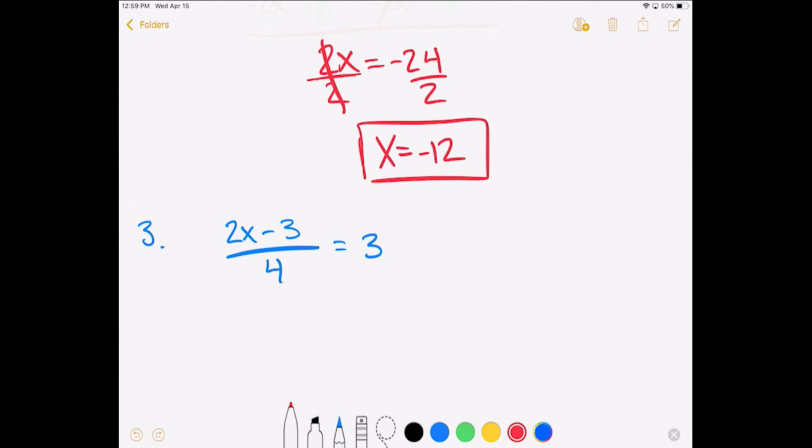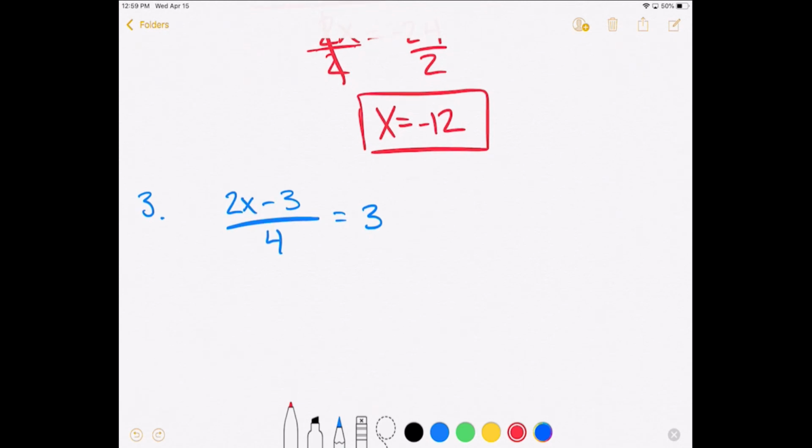All right? So to get rid of the bottom of this fraction, well, a fraction is division, so I'm going to multiply by 4. And those 4's cancel each other out. That's the point of it. But if you do it to the left side, you got to do it to the right side. And now it's just one single line, no fractions, no division, so we continue with what we normally do.